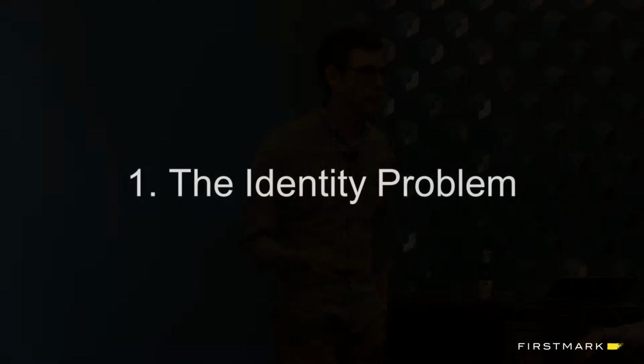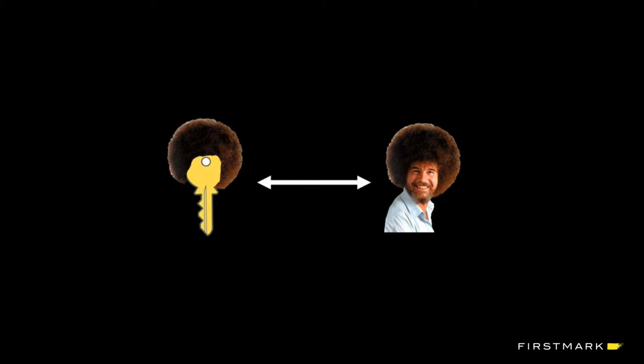So here's the first problem why PGP is so hard to use, and it's the identity problem. You have Bob, and you need to get his public key if you want to send an email to Bob and not to someone pretending to be Bob. But how do you know you get Bob's public key and not someone else who's trying to maliciously impersonate him?